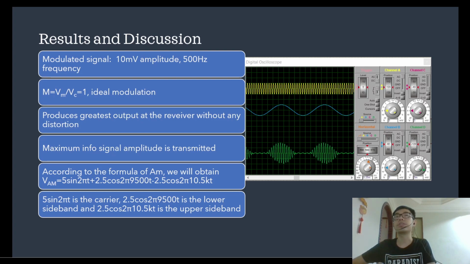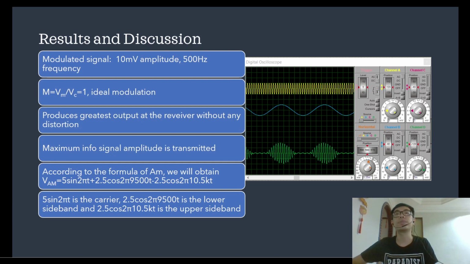The ideal modulation is hard to achieve, especially when the modulating signal amplitude varies randomly over a wide range due to its AC characteristic. Therefore, the signal will only produce 100% modulation at the peak of it.